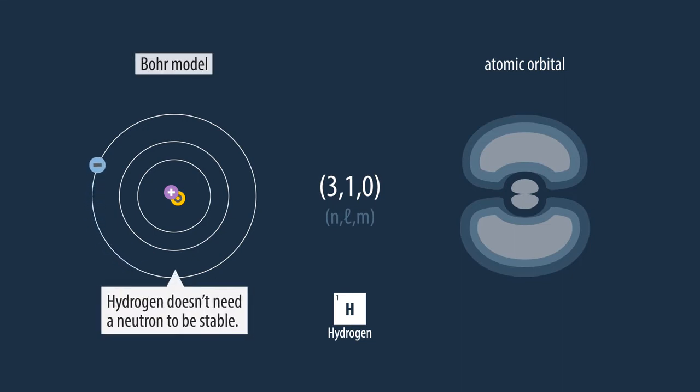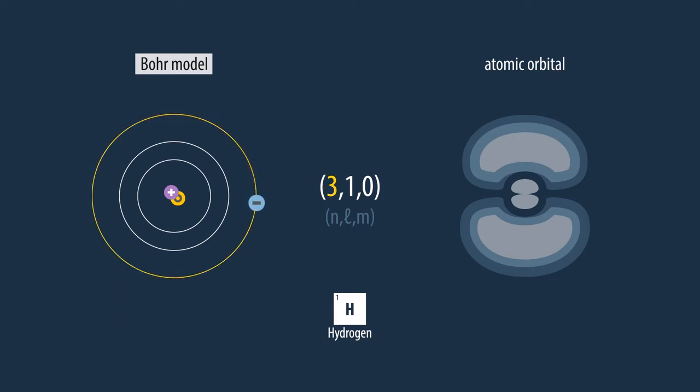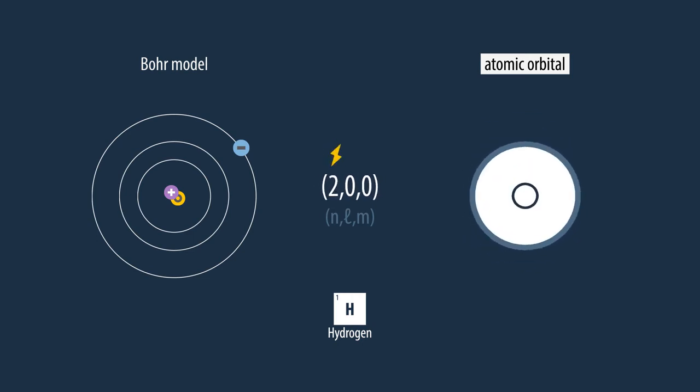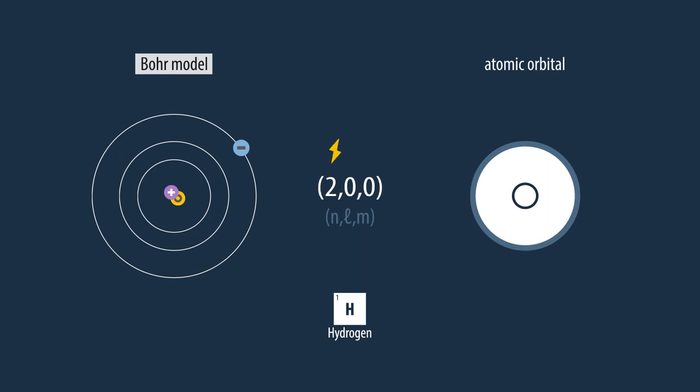In this example, the nucleus has one proton and one neutron. In the Bohr model, the electron is orbiting at a certain energy level, represented by an orbit further away from the nucleus. The hydrogen atom's atomic orbital, with these quantum numbers, looks like this. Now, when we change the atom's properties, for instance we make it lose energy, it will change into a different orbital, in the Bohr model represented by the electron switching to a lower orbit.